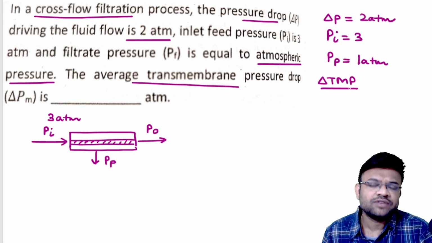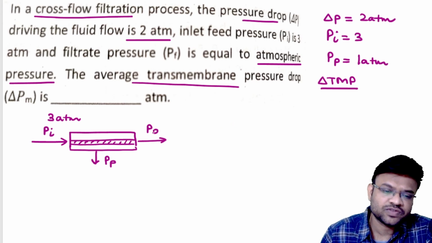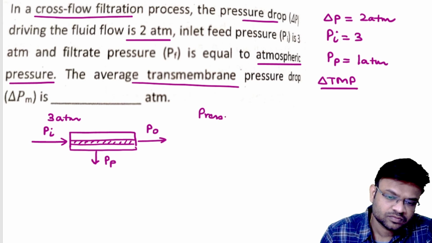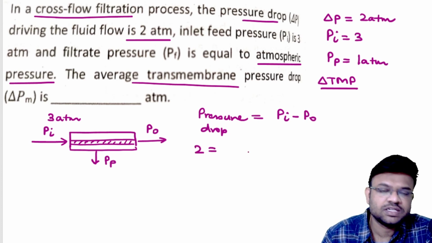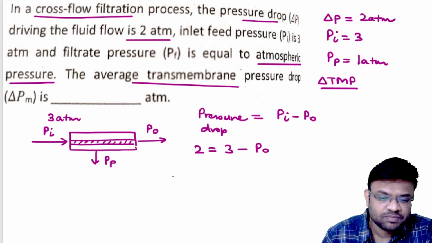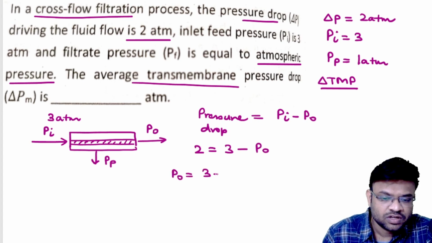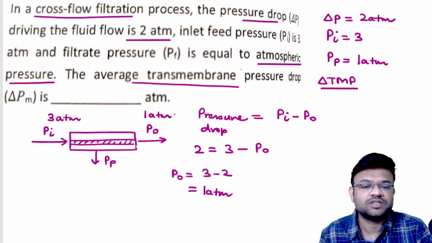Okay, now first thing first, the pressure drop has been given as 2 atmosphere. The pressure drop is equal to Pi minus Po. This is the primary thing that we can do. So 2 is equal to 3 minus Po. So Po can be written as 3 minus 2, which is 1 atmosphere. That means the exit pressure over here is 1 atmosphere.